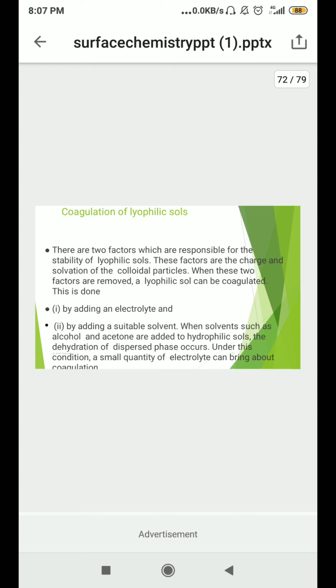Now talking about the coagulation of lyophilic sols, there are two factors which are responsible for the stability of a lyophilic sol. How can we stabilize it? The two factors are the charge and the solvation of the colloidal particle. When these two factors are removed, a lyophilic sol can easily be coagulated. First is by adding an electrolyte, and second is by adding a suitable solvent. When suitable solvents such as alcohol or acetone, for example methanol or ethanol, are added to the hydrophilic sols, dehydration of the dispersed phase occurs. Under this condition, a small quantity of electrolyte can bring about coagulation.